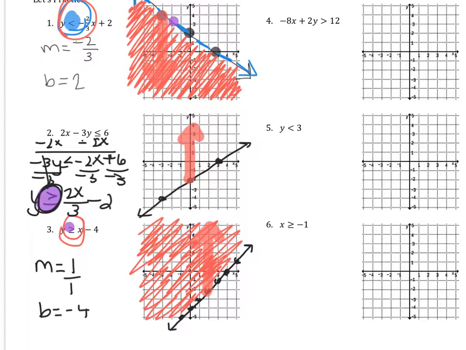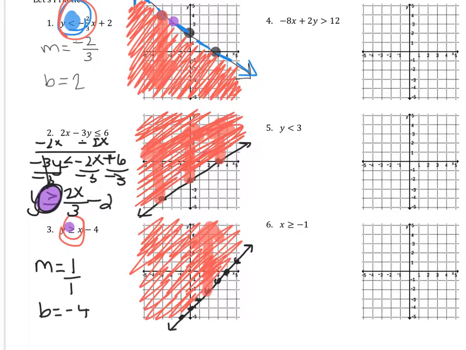That's on the same side. This is on the same side. This is on the same side. So it tells me I'm shading on this side of my line. Notice my shading never cuts through my line. My shading only ever is on one side.